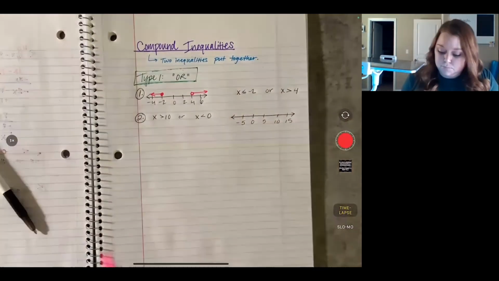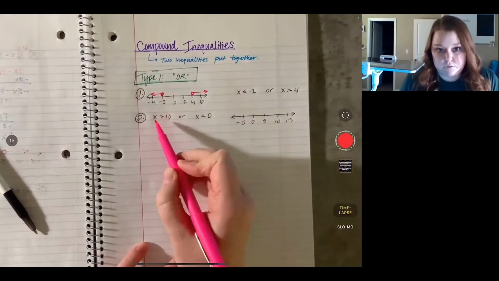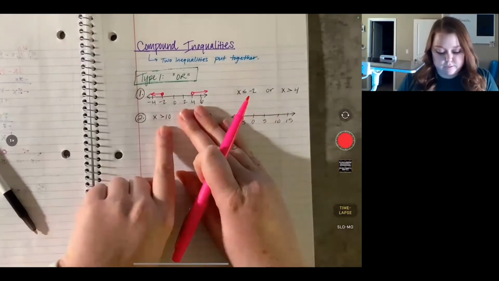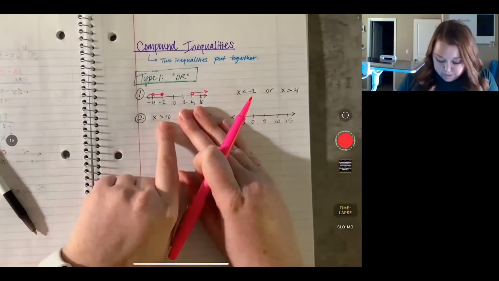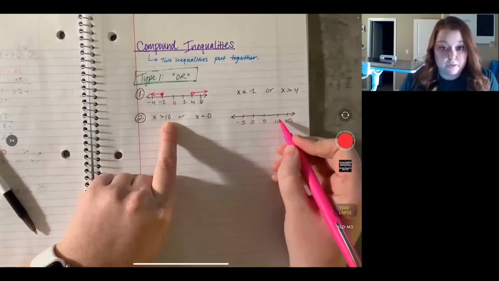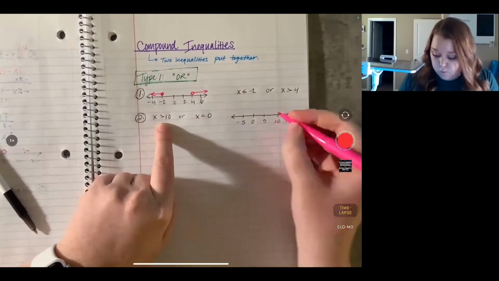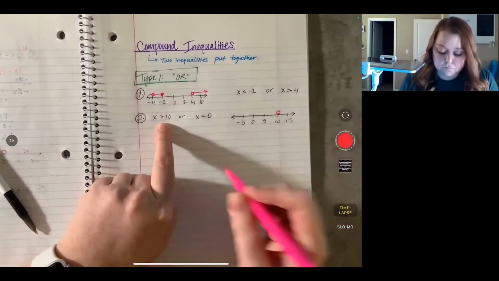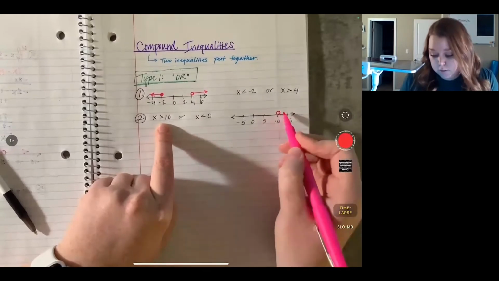Okay, so I just start with this little chunk first. So just pretend you're graphing this. X is greater than 10. So we go to 10, open or closed circle? It's going to be open because it's not equal to. And greater is always to the right.